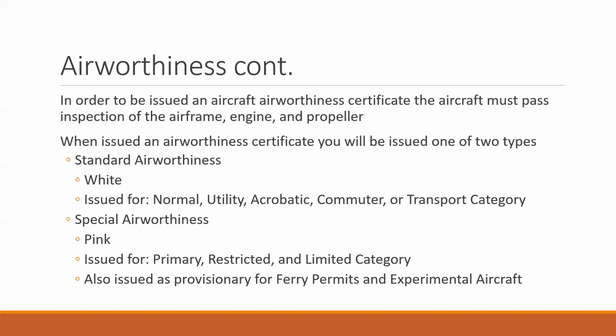And a special airworthiness certificate is going to be pink, and these are issued for primary, restricted, or limited category aircraft. Also, they have a special subtype, which is a provisional type, which is for ferry permits and experimental aircraft. So the special airworthiness certificate is for experimental, obviously. And also, if an aircraft is kit built, it would also get a special airworthiness certificate, or some other type of special aircraft that doesn't fall under the standard category for some reason.